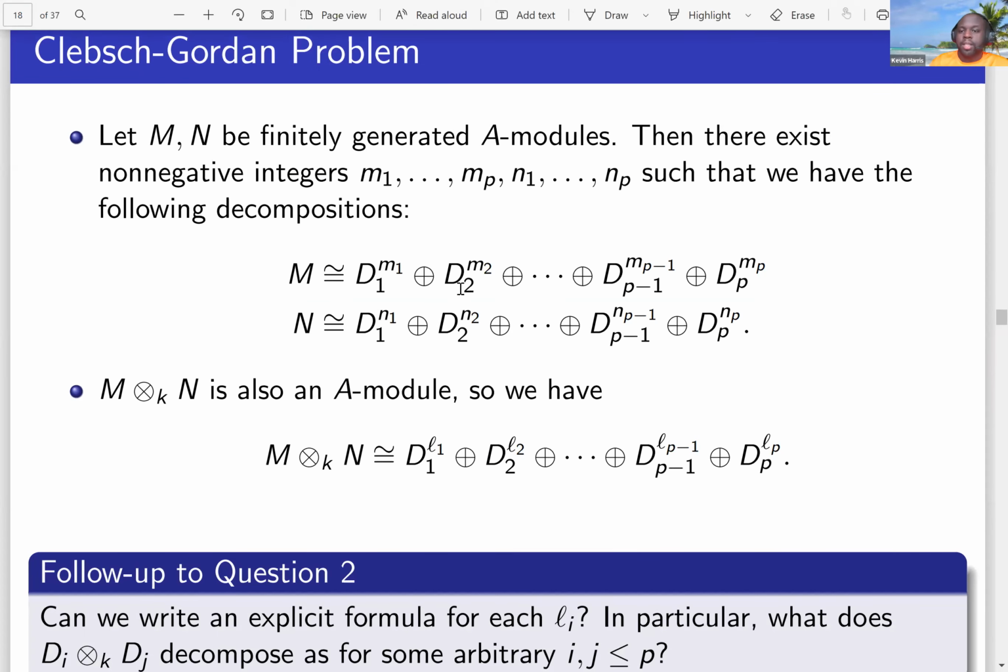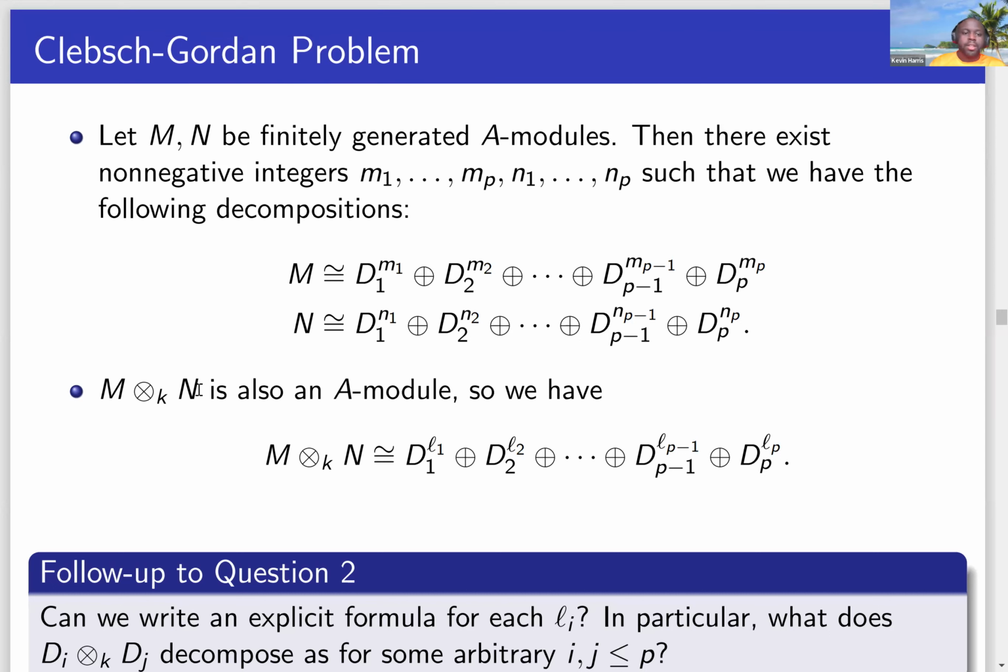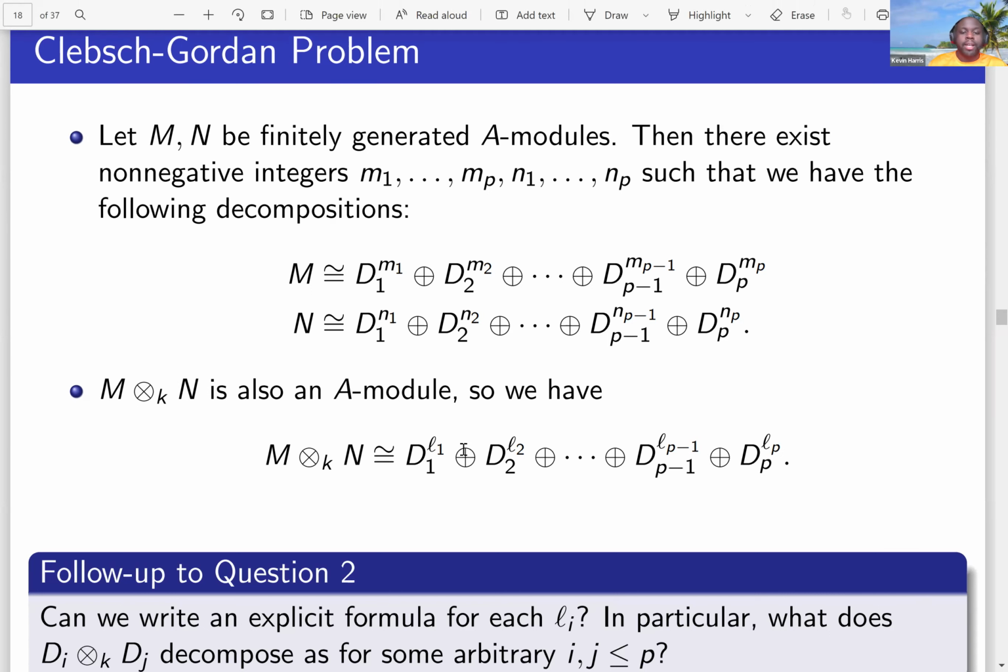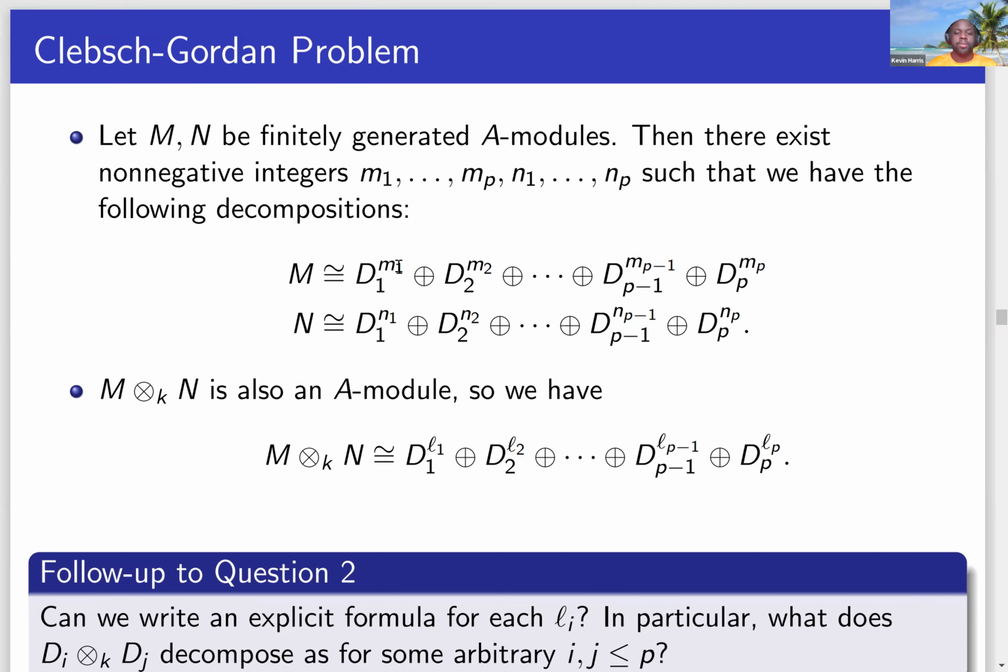So let's say hypothetically I have an M with this decomposition, and I have N with this decomposition. When I do M tensor N, and I'm tensoring over K, that's an important part in this whole thing. Since I'm tensoring over K, we do have that M tensor N is also an A module, so it should have a decomposition as well. The question we want to ask ourselves is basically, can we write some kind of explicit formula for each of these L's, in terms of the M's and the N's and all that good stuff?